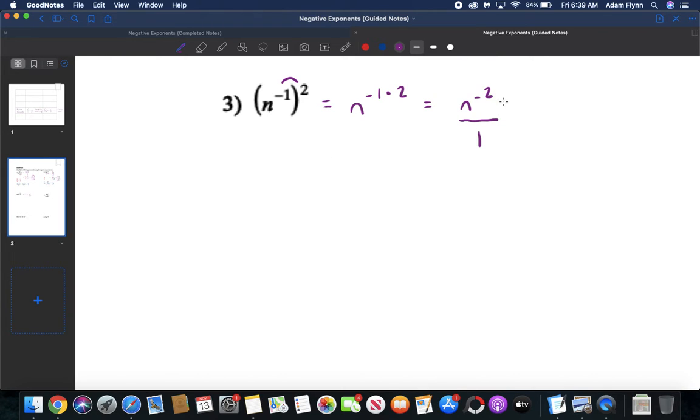So I know this n to the negative 2 needs to cross the line, switch the sign. So when I do that, I'm left with nothing upstairs, so I'm going to put a placeholder of 1. And down below, I'm going to have n to the positive second power. Final answer. Okay, over to number 4.